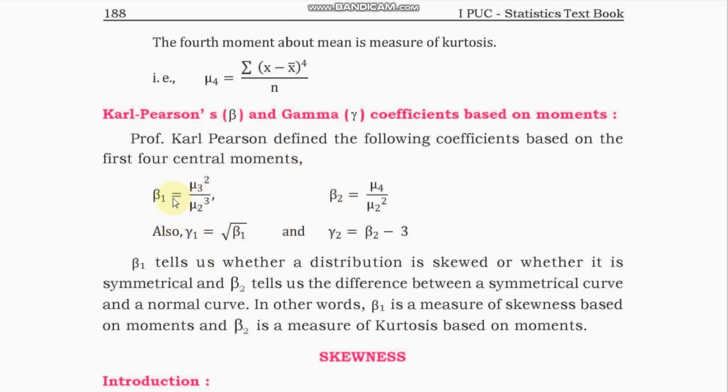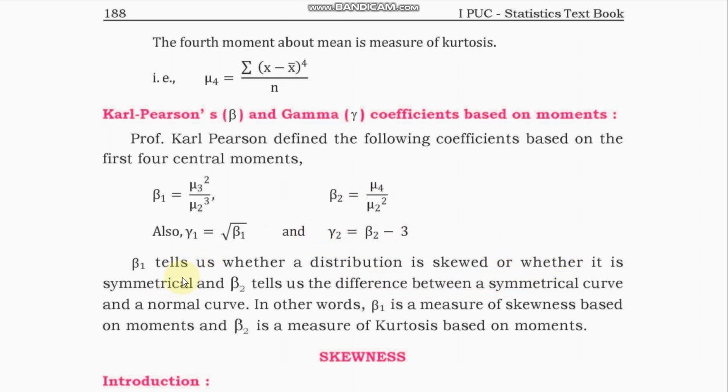So for a distribution, these two represent the skewness and kurtosis here. Beta 1 is equal to mu3 square divided by mu2 cube. Also, gamma 1 is equal to root of beta 1. Similarly, beta 2 is equal to mu 4 divided by mu 2 square, and gamma 2 is equal to beta 2 minus 3.